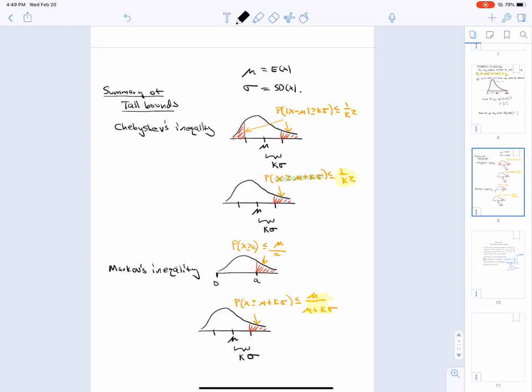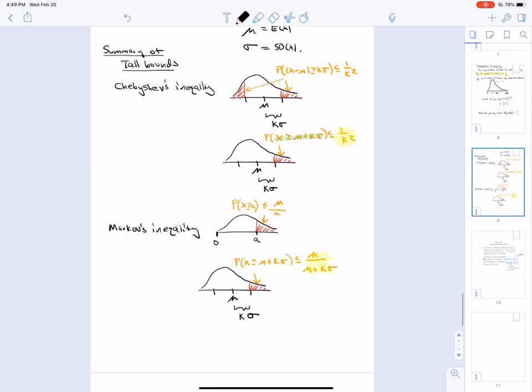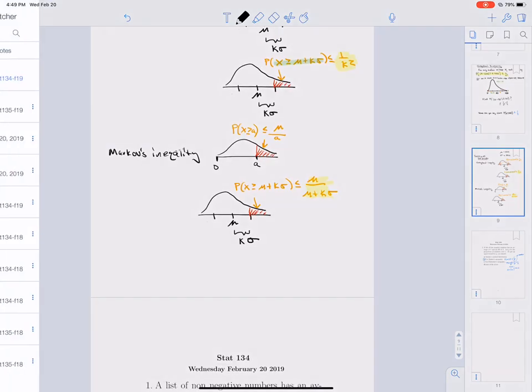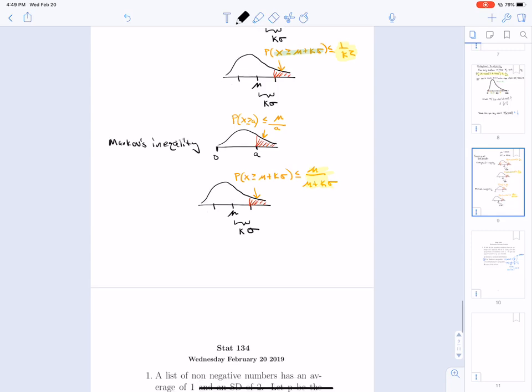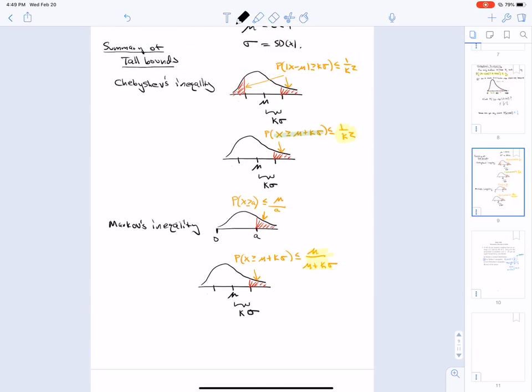That's what Chebyshev gives you, and it doesn't require that your random variable be non-negative. Markov does require you to be non-negative, and says that the probability that you're greater than a is mu over a, or if a is mu plus k sigma, then it gives you mu over mu plus k sigma. So sometimes you'll be wondering which of these is going to be better for you. Most of the time, Chebyshev will be better because that k squared term will make it smaller than mu over mu plus k sigma.